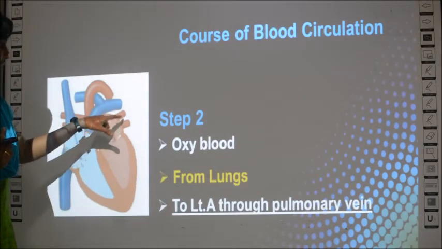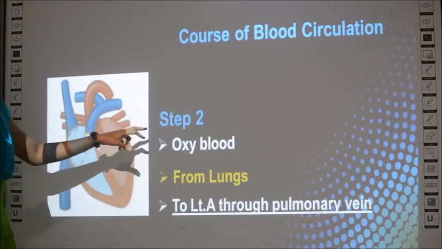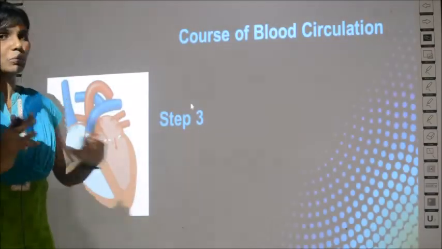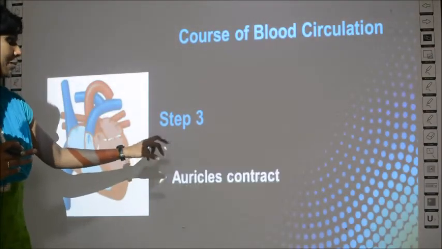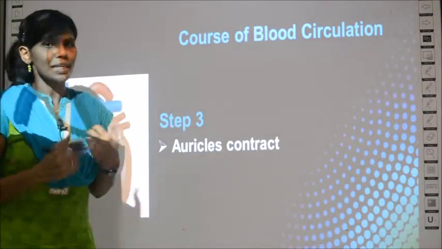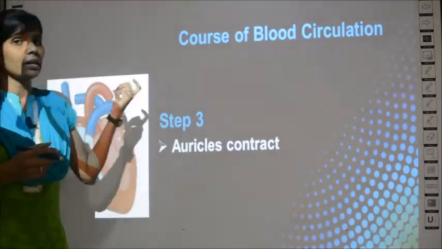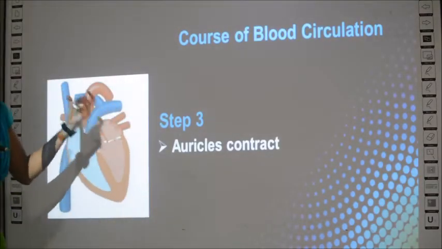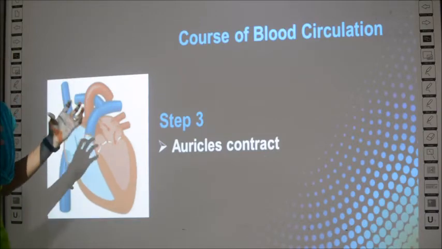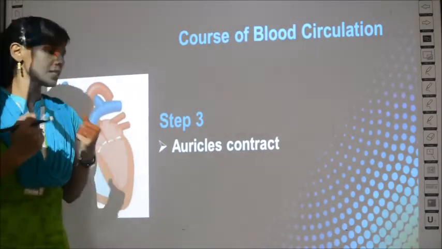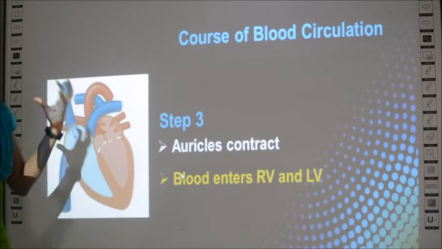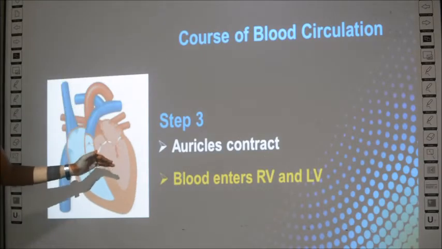Which is the pulmonary vein? This is the pulmonary vein. This is the second step. Actually, steps 1 and 2 occur simultaneously. In step 3, both the right auricle and the left auricle, that is both the upper chambers, will contract. Once they contract, the blood will be pushed from the auricles into the ventricles.